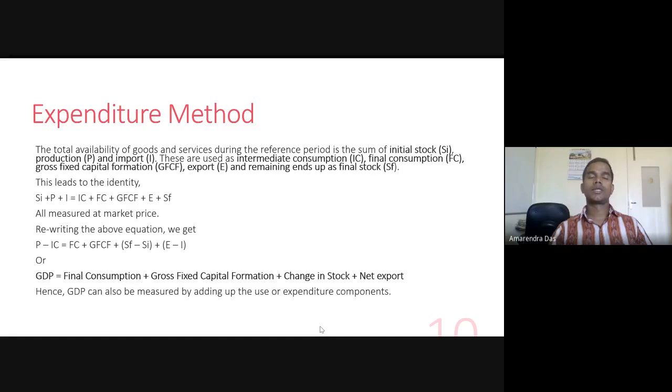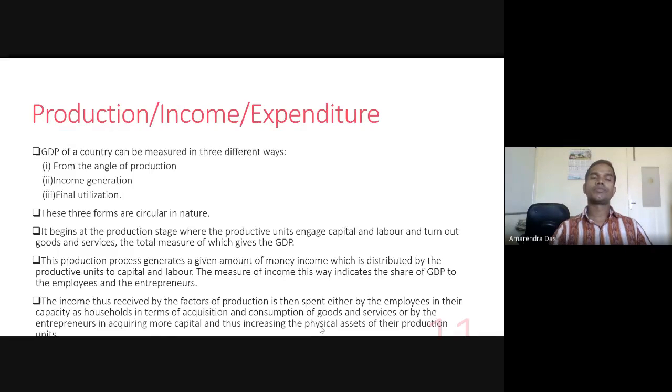So that means GDP also can be estimated by using the expenditure method on different things: on final consumption, on gross fixed capital formation, on change in stock, and on net exports. Now, these are the methods: GDP can be estimated through the production method, income method, or expenditure method. Now coming to the first one, GDP of a country can be measured in three ways: from the production angle, from the income generation angle, and from final utilization.